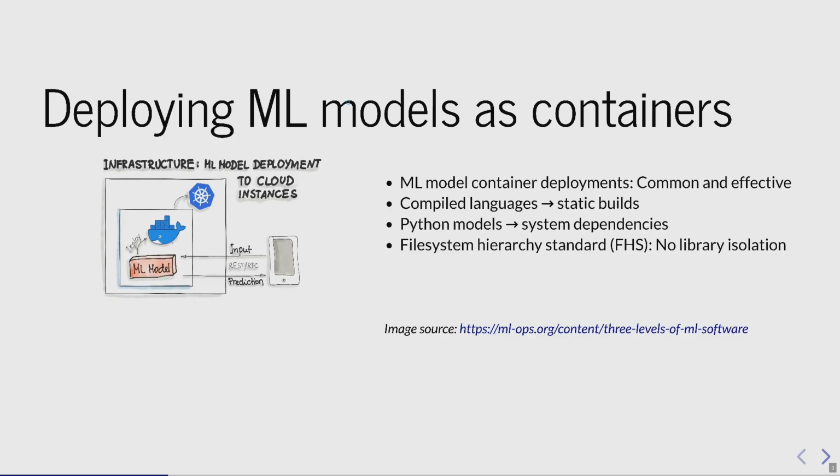If you do this with compiled languages like Go or C, you can build statically linked binaries and just build an image with the binary. You don't need an operating system in the container image. And that's great. It's super lightweight. In machine learning, Python has become the de facto standard. It's the lingua franca for machine learning.